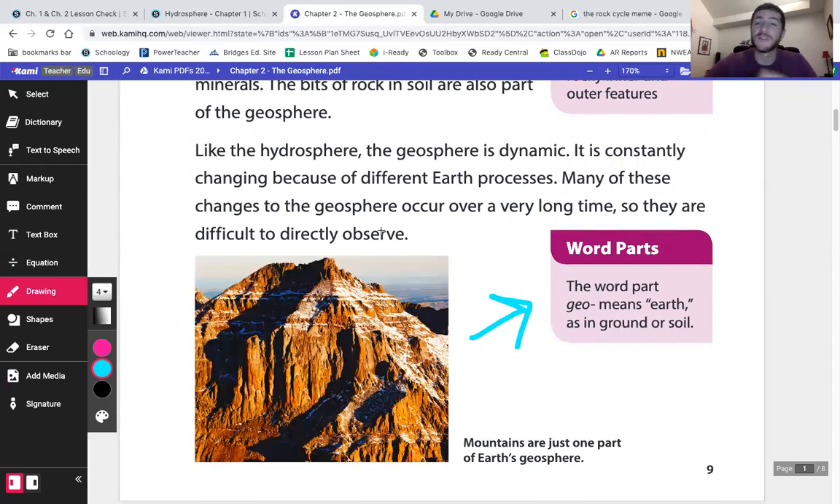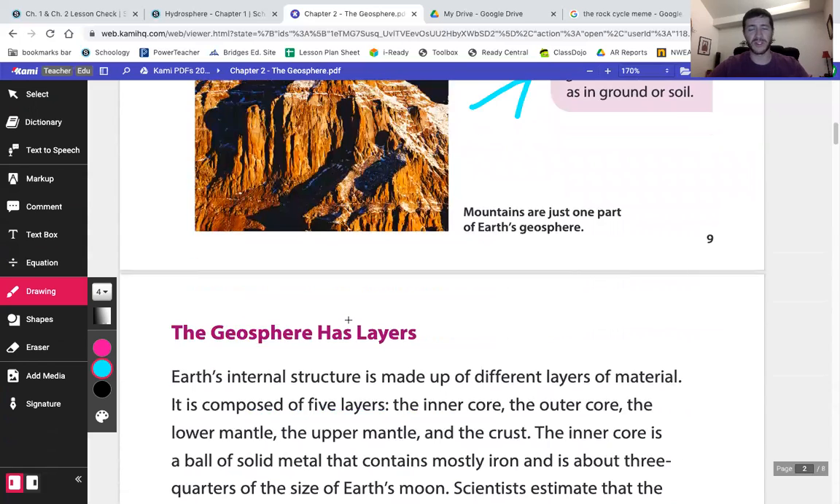Like the hydrosphere, the geosphere is dynamic, which means, from the last chapter, constantly changing. There's a process that goes with it, which we're going to talk about later. Sometimes it takes a long time for these to change. Sometimes some of them go a little bit quicker. Down here on my word parts, the word part geo means earth, as in ground or soil. Mountains are just one part of it.